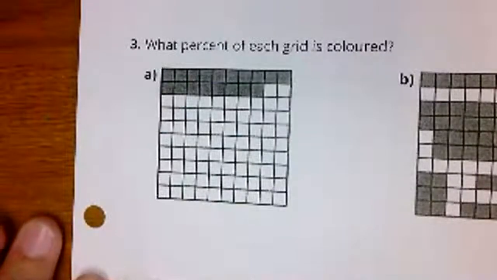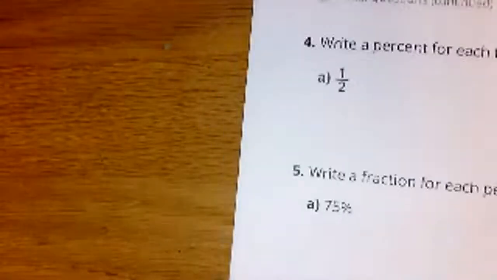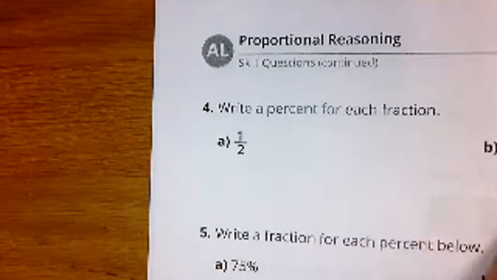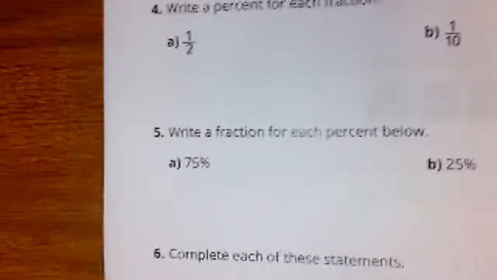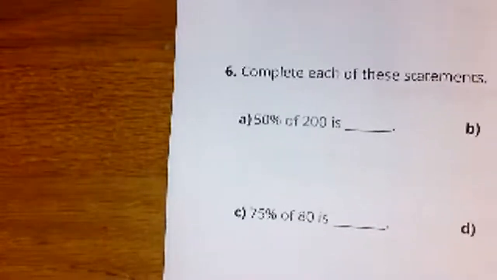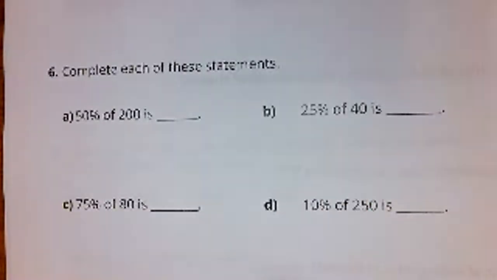Okay? So then what you gotta do is you gotta add up the squares. Okay? Let's look at the next page. Okay? You're gonna write these fractions into percentages. You're gonna write a fraction for the percentage below, which are easy, they're benchmarks. You're gonna do 50% of 200, 75% of 80, just like what we just did.